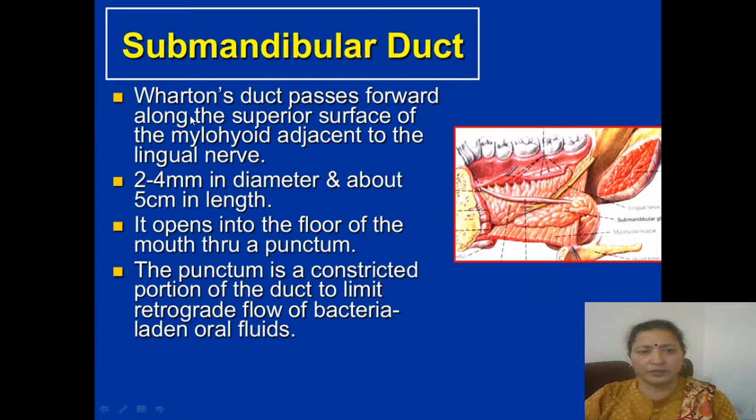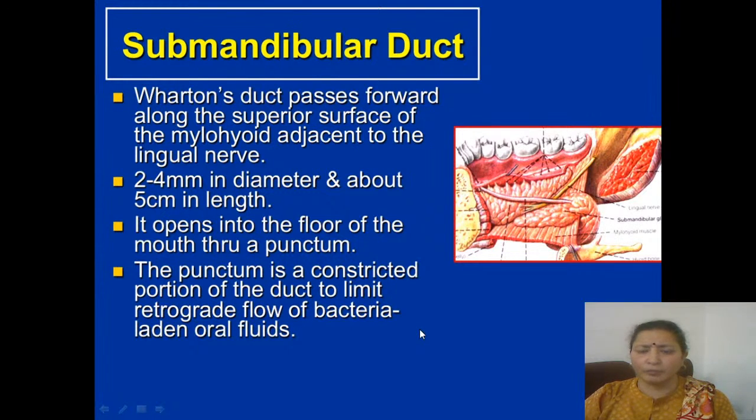The duct, with the name Wharton's duct, goes superficial to the mylohyoid and adjacent to the lingual nerve. So we have two major nerves here, the lingual nerve and the hypoglossal nerve. It's almost 2 to 4 millimeter in diameter, 5 centimeter in length, and opens at the floor of the mouth.